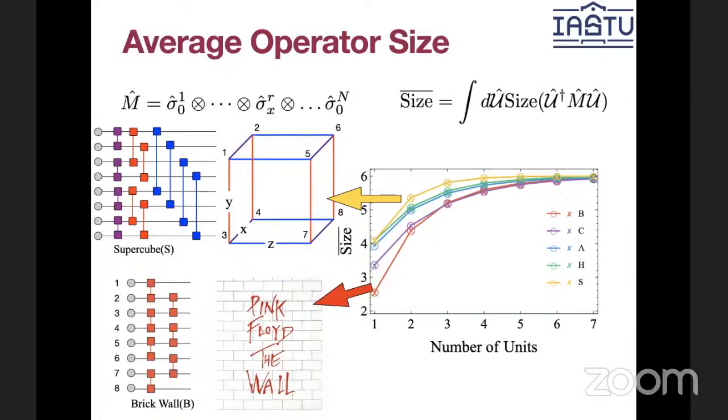We can see that the brick wall structure, which is the most popular one, has the smallest average operator size. Then comes the chain structure, the lambda structure, the hyperbolic one, and the supercube structure is the largest one, which means that its information scrambling ability is the most powerful.